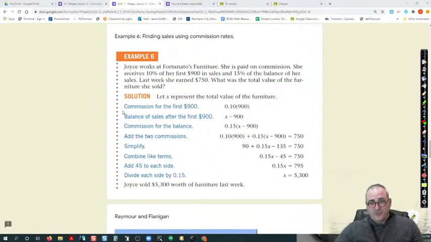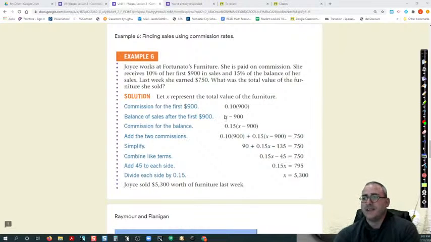Okay, so we're being told how much she earned. We're going to use that to figure out how much furniture she sold. So we're going to let X represent the total value of the furniture. We know the commission for the first 900. So this is like a known thing. We know that on the first $900 she gets 10%, right? That's what it says in the problem right there.